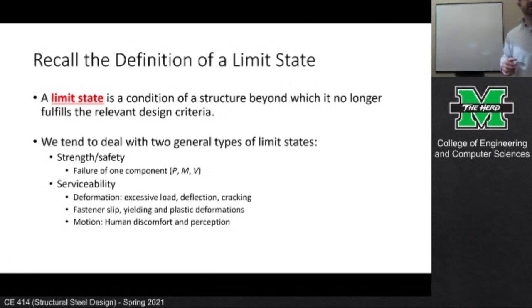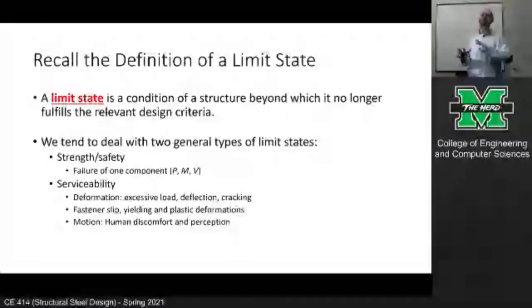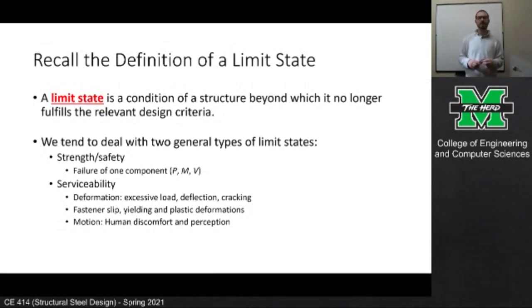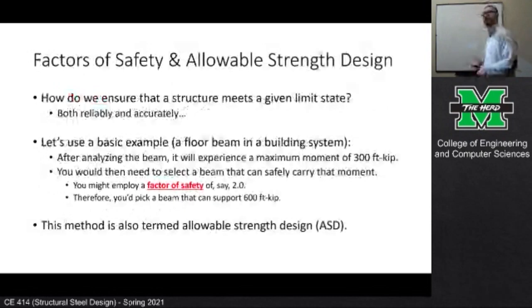And so in structural engineering, we have two different types of limit states. We have strength and we have serviceability, or strength limit states and service limit states is sort of the terminology we use. We're going to spend today focusing primarily on strength limit states. And so strength limit states are focused on failure, and we need to talk about safety. And more specifically, we need to talk about uncertainty.